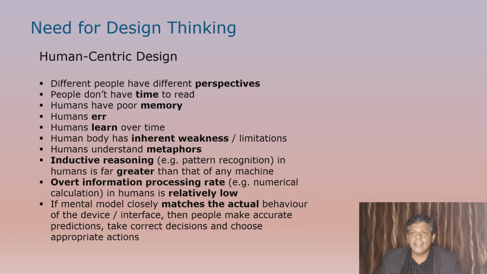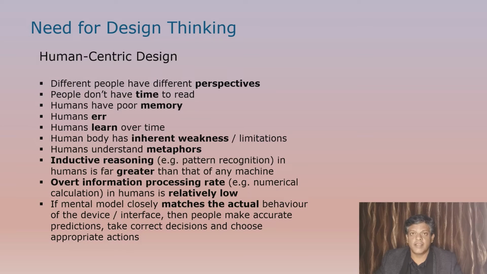If we look at the human-centric design while applying design thinking, what we'll realize is that different people have different perspectives. People don't have time to read. Humans have poor memory, humans err, they can make mistakes, humans learn over time. That's why we have something called the learning curve. Human body has inherent weaknesses and limitations.